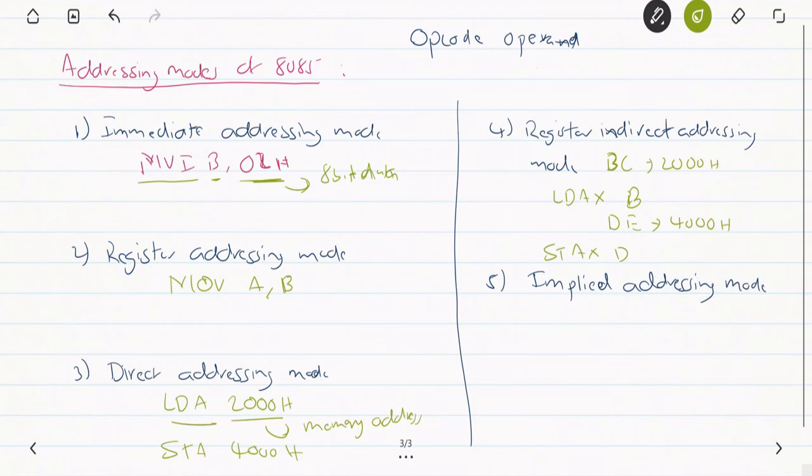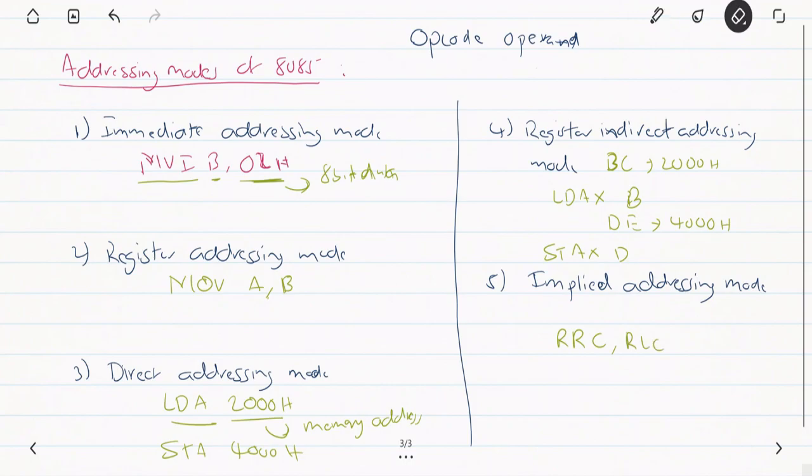The last one is the implied addressing mode. Well, in case of implied addressing mode, we do not require any kind of operand, and the data is specified by the opcode itself. For example, we could use a shifting operation on the data present in the accumulator using RRC, which means shift one bit to the right, or RLC, which means shift one bit to the left.